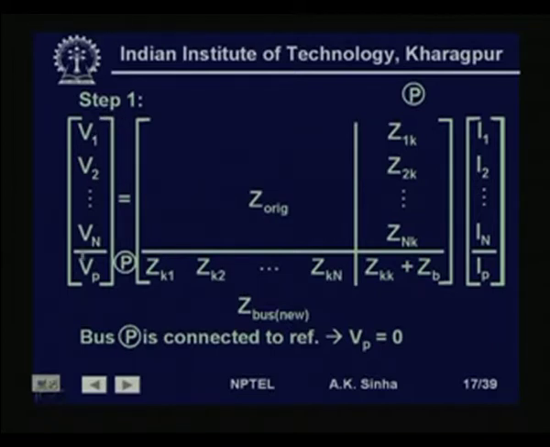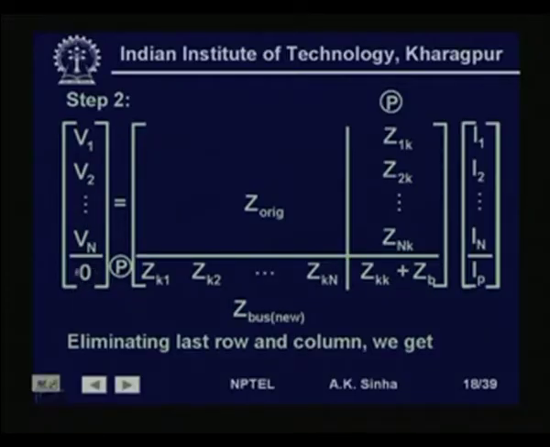So, step 1 is to build this n plus 1 into n plus 1 matrix. Now, in the next step we are connecting this Vp to the reference. So, the voltage Vp becomes equal to 0. So, this is what we do in step 2. This voltage is made 0. So, now we have this as the modified equation for the system, where this is defining our system, where a branch with impedance Zb has been connected from a bus k to reference bus.